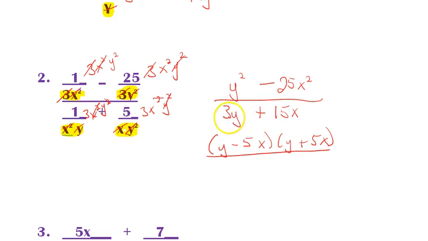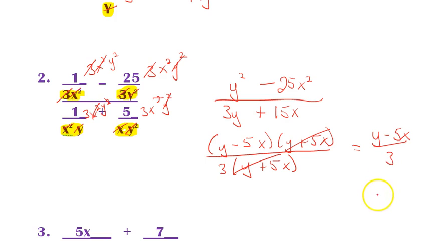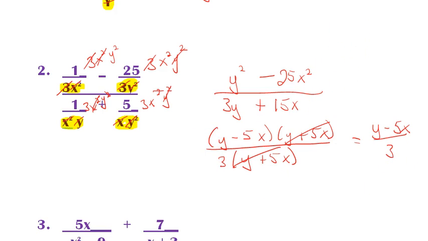And in the bottom, I'm going to take out a 3, which is going to leave me with y plus 5x. So I had a GCF there. And I'm able to cancel these y plus 5x's, so it makes the problem easier to look at and easier to deal with. That leaves me with y minus 5x on top and a 3 on the bottom. Okay, moving on to example 3.